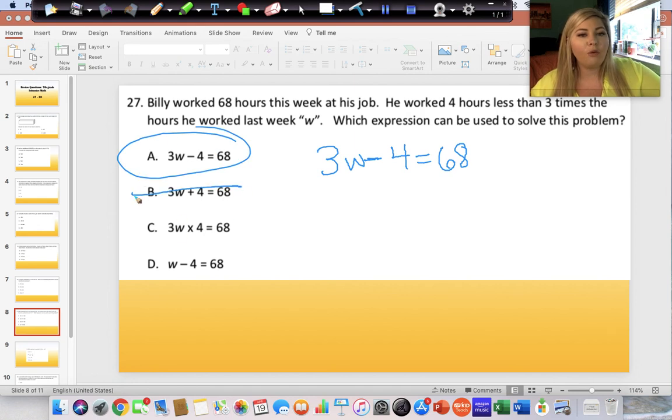We're not adding 4. We're not multiplying by 4. And this does not say that we are multiplying by 3. So our answer choice is A.